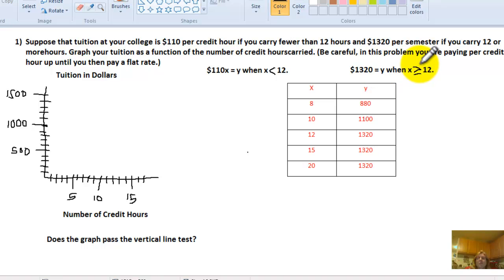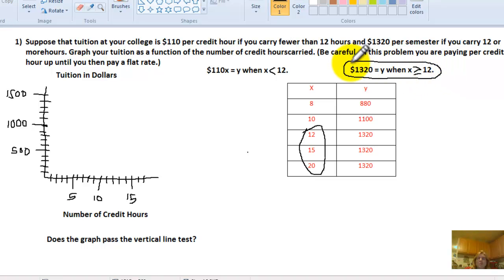So when the number of credit hours is greater than or equal to 12, then your tuition is simply $1,320. So that gives us two equations here. Y, or the total tuition, could just be a flat rate, or it can be dependent on how many credit hours you're carrying under 12. So when you're making your grid, or your points, and you're trying to put X and Y values into these equations, as soon as you have an X value of 12 or greater, you have to use this formula. So these points use this formula.